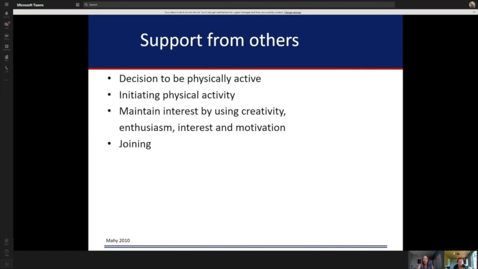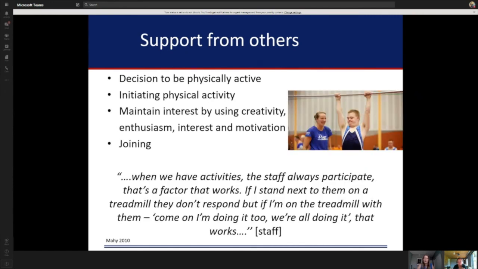Another really important part that can help in the whole support area is joining, doing things together. So one of the staff mentioned in this interview that when we have activities, the staff always participate. It's a factor that works. If I stand next to them on a treadmill, they don't respond. But if I'm on the treadmill with them, come on, I'm doing it too, we're all doing it. That works. So that's the mindset that would really make a difference. It's not always possible, I realize that as well. But if you have that possibility, or if you can find ways to do something similar that makes it feel like you're joining the effort, I think that would be a great way to do that.